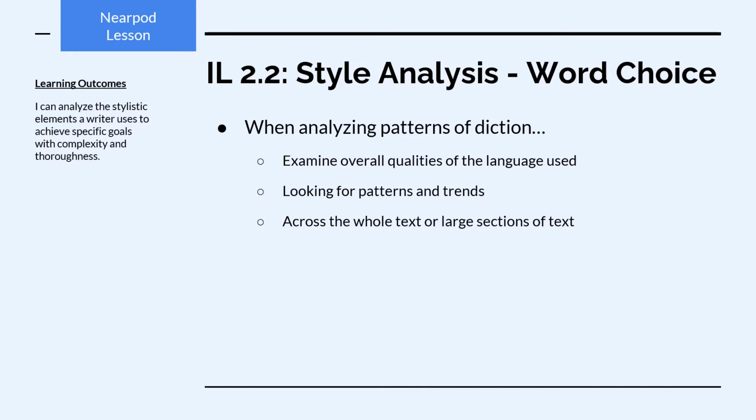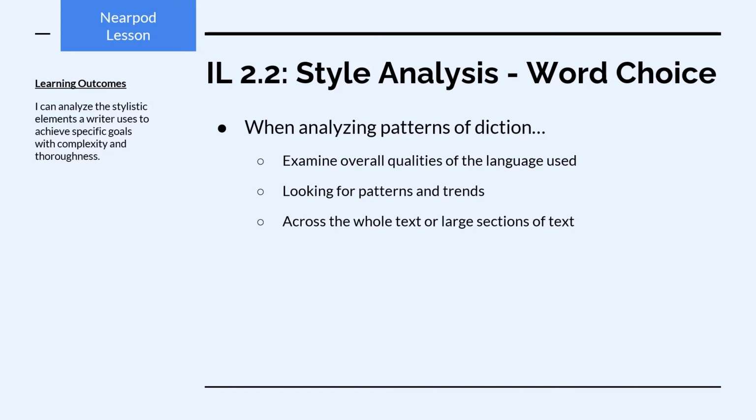Moving on from individual word choice, let's look next at patterns of diction. When you analyze patterns of diction, you're trying to examine the overall qualities of the language used. You're looking for patterns and trends of the word choice that's used across the whole text, or at least very large sections of the text.